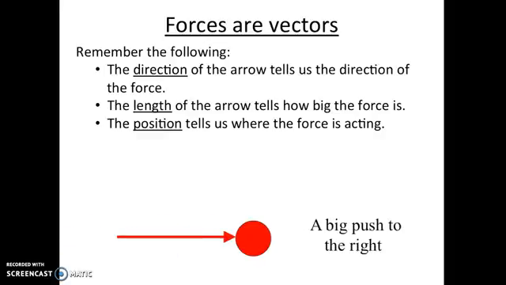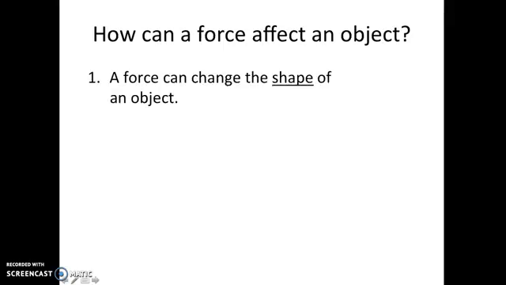So, for example, whilst this is a big push to the right, nice big arrow, this is a small pull to the left. So the size, the length and the direction, the position of the arrow, they're all important things. So how can a force affect an object? Well, there are three ways a force can affect an object.